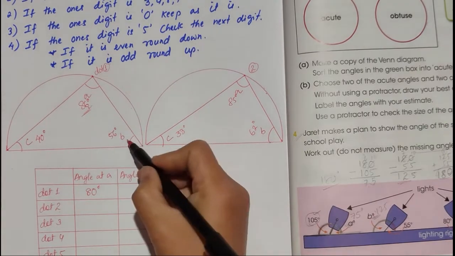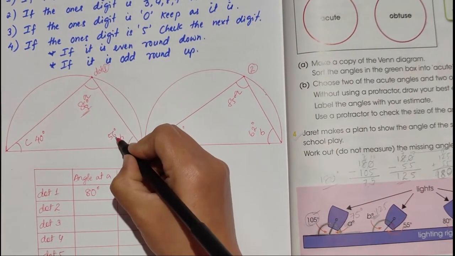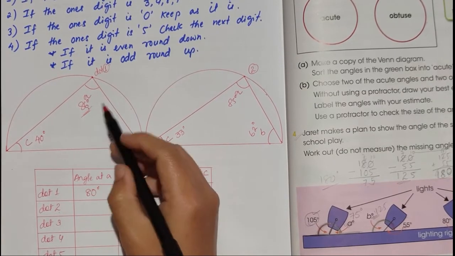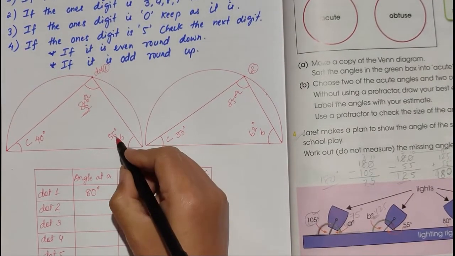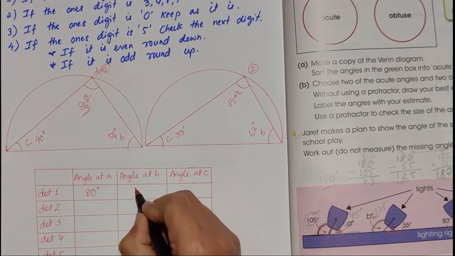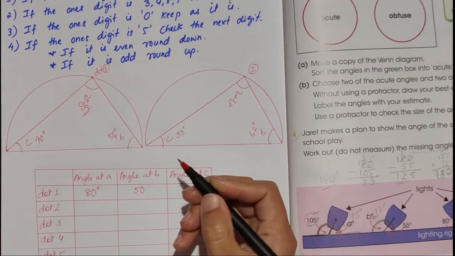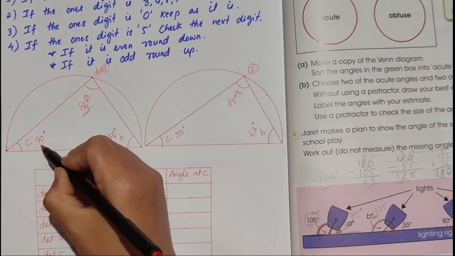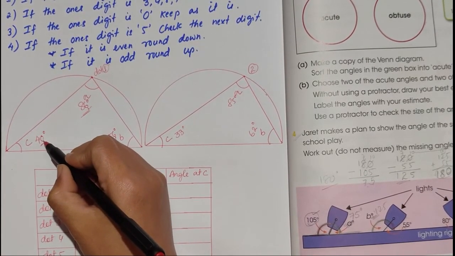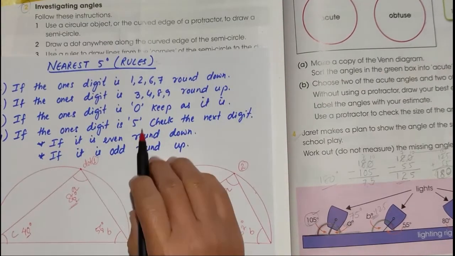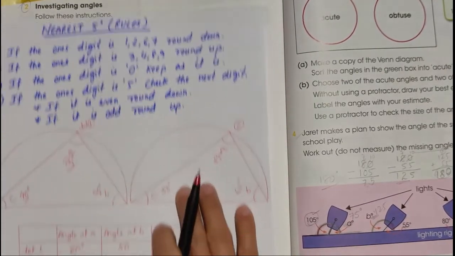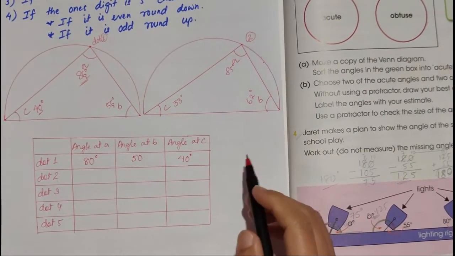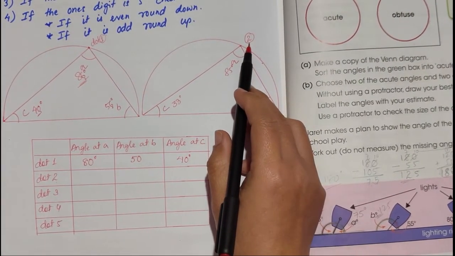Now for angle B, we got 56. Your ones digit is 6 again. We know that 6 means round down. So 56 will become 50. And C is 40. Here your ones digit is 0. The rule says 0 means keep as it is. So that means it will not change. So 40.